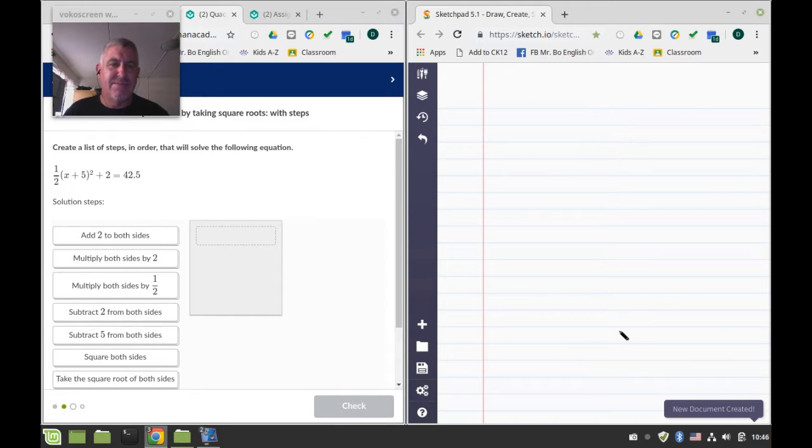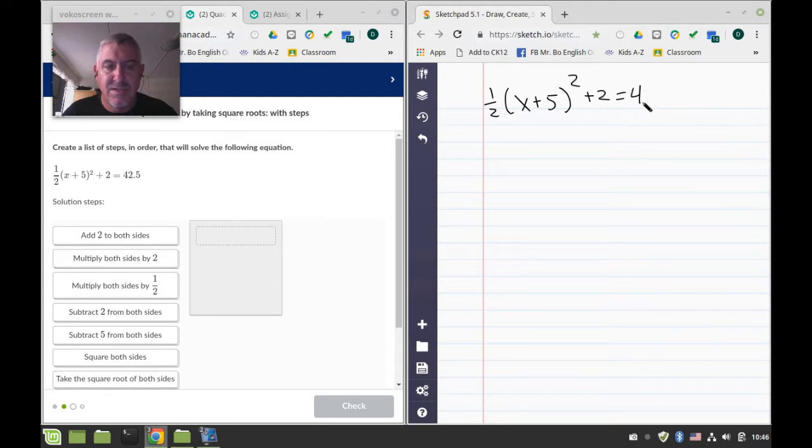You get different problems every time that you're doing this in Con, so some of these will be shorter and some of these will be longer. Create a list of steps in order that will solve the following equation: 1/2 (x plus 5) squared plus 2 equals 42.5. And remember SADMAP up here.